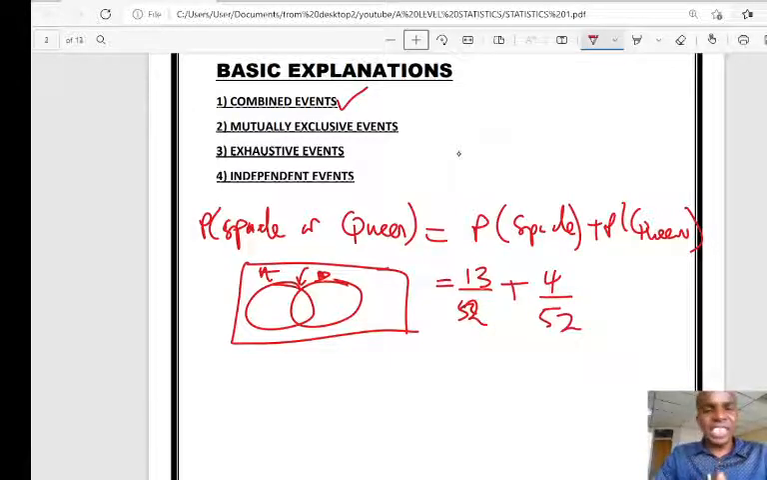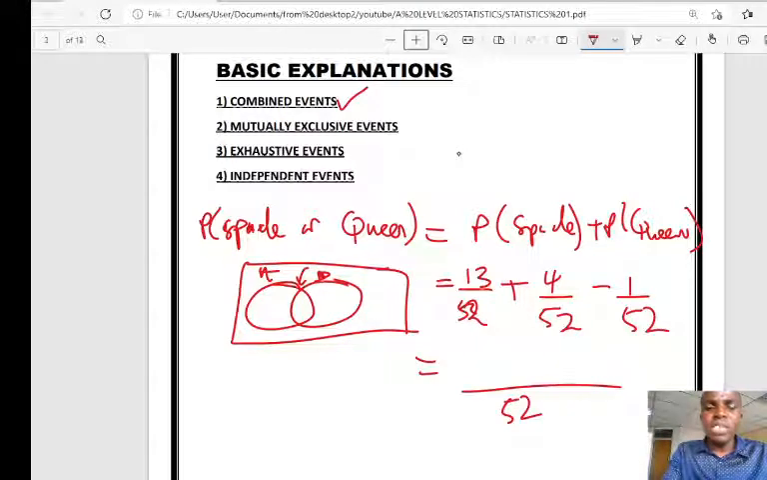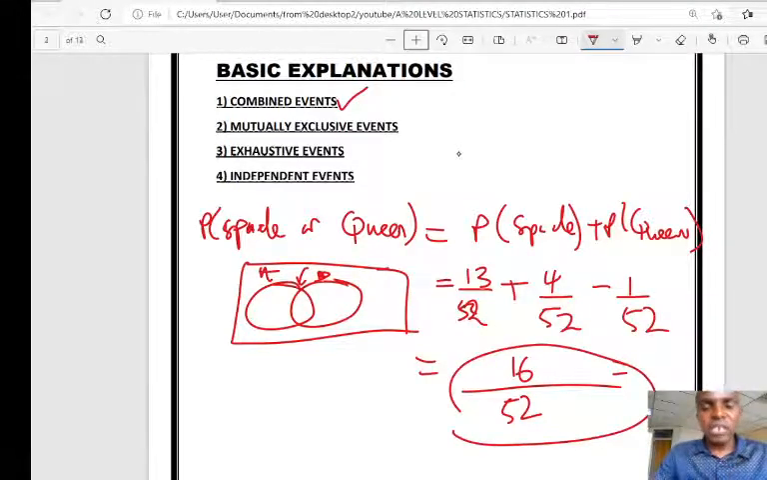But in this case, we have a card that we have counted twice. This one is the queen of spades. Take note. That queen of spades, we have counted it in spades and also in queens. So this is the card that is found in both, the card that is in common. So you have to subtract one of them, 1 over 52, to get the actual probability. 13 plus 4 is 17, minus 1 is 16 over 52. Then you can simplify this one, and write down your answer.